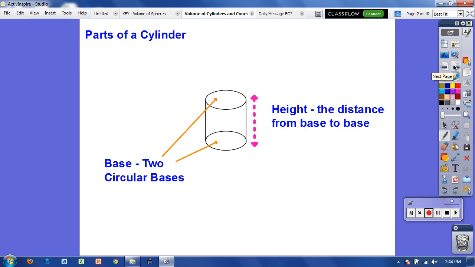So first let's talk about the parts of a cylinder. A cylinder has two bases, which are circular. So on a cylinder, the bases are the circles. Shade those in here. And then what's considered the height of a cylinder is the distance that goes from base to base. So from one base to the next will be the height.